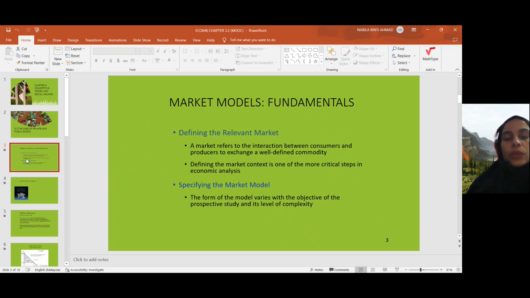So first of all, we need to learn the market models. These are the fundamentals. So a market refers to the interaction between consumers and producers to exchange a well-defined commodity. This is the critical step in economic analysis. So market is an interaction or transaction between consumers and producers, buying and selling. Transaction is known as market.